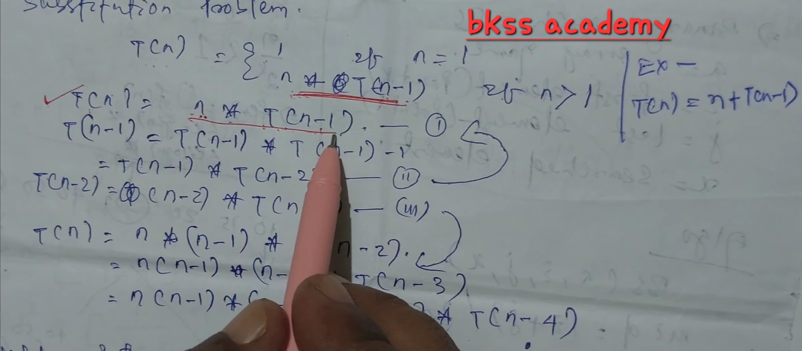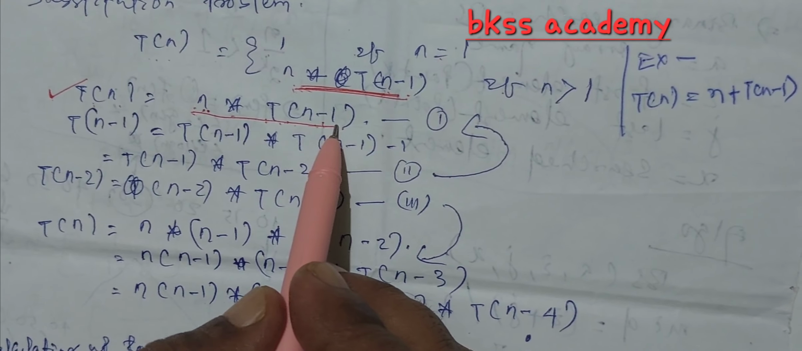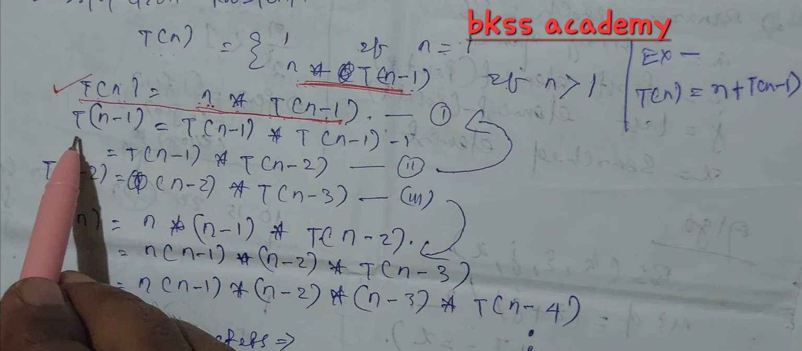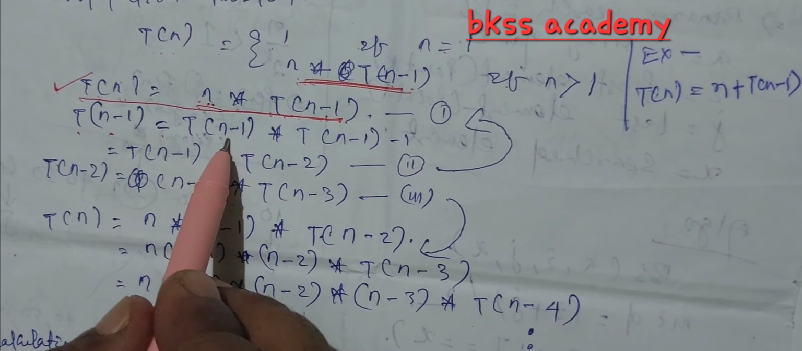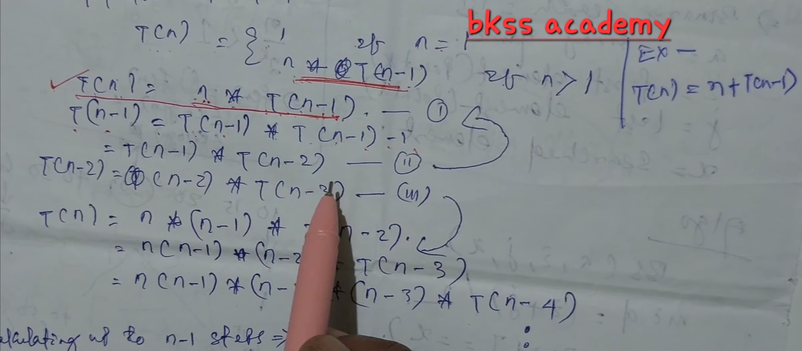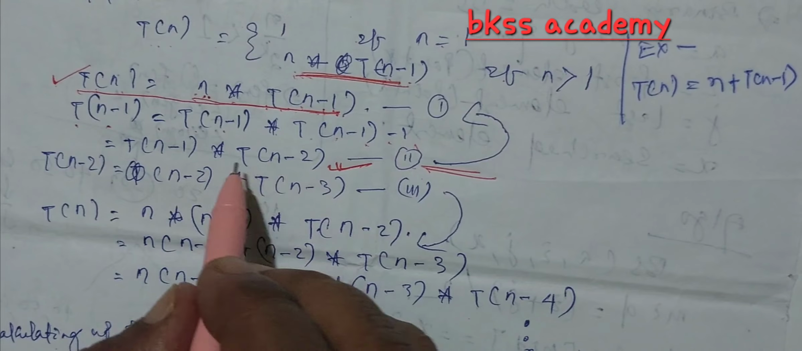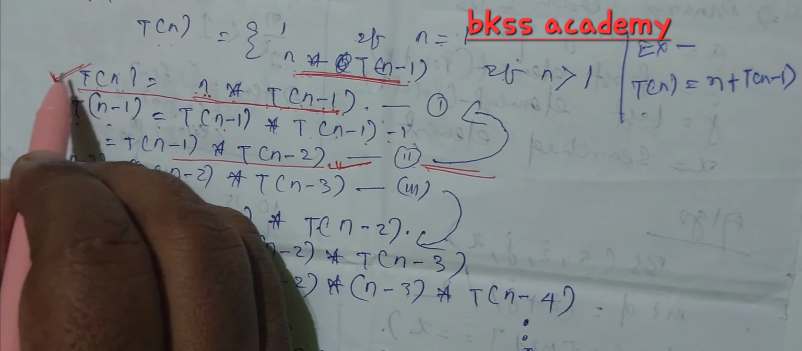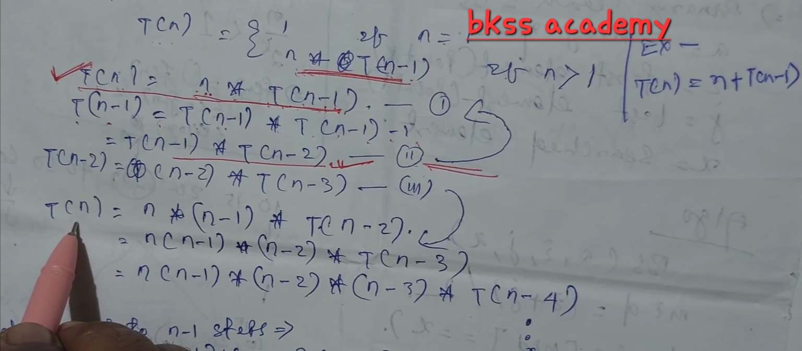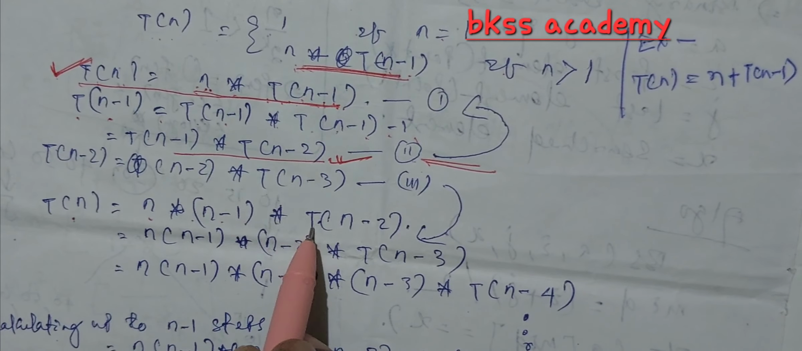So first we have to calculate what T(n-1) is. T(n-1) will be derived from the same equation: T(n) is equal to n into T(n-1), so T(n-1) will be (n-1) into T((n-1)-1), that is T(n-2). By putting this value in the equation, we get T(n) equal to n into (n-1) into T(n-2).